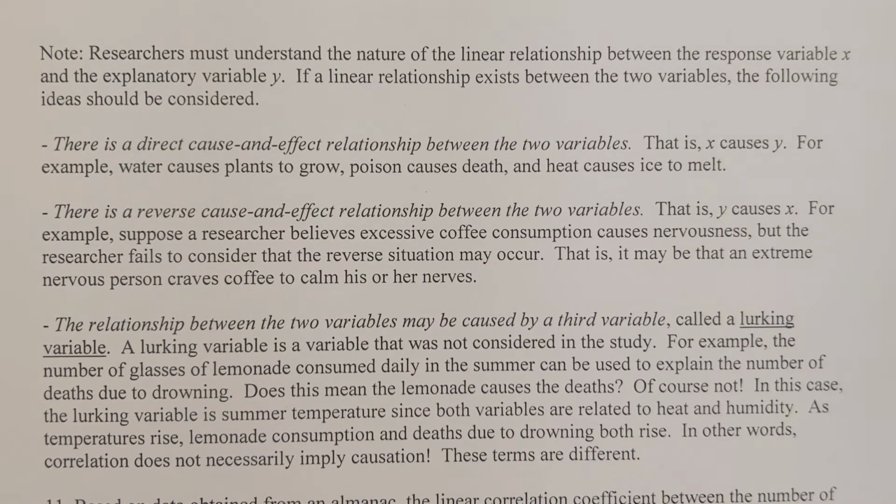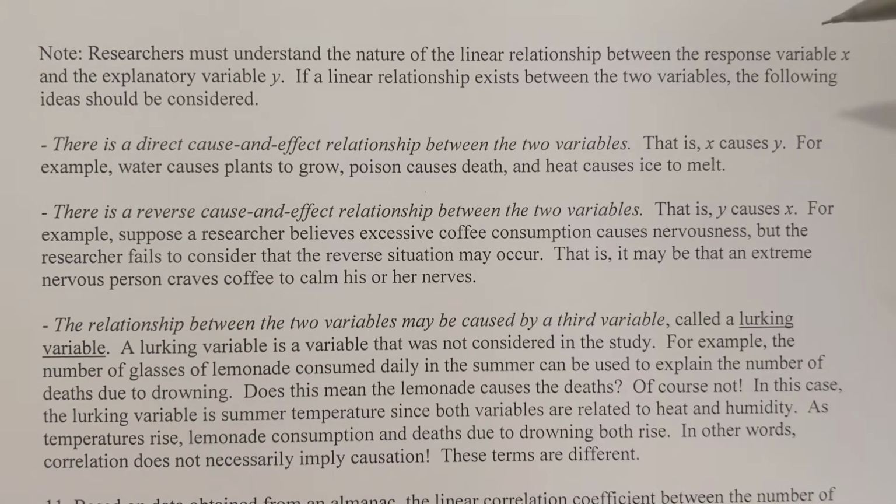Researchers must understand the nature of a linear relationship between the response variable x and the explanatory variable y. And by the way, this terminology that you'll see in the book where they call x the response variable and y the explanatory variable. If a linear relationship exists between the two variables, the following ideas should be considered. Number one, there's a direct cause and effect relationship between the two variables. That is, x causes y to happen. For example, water causes plants to grow, poison causes death, heat causes ice to melt.